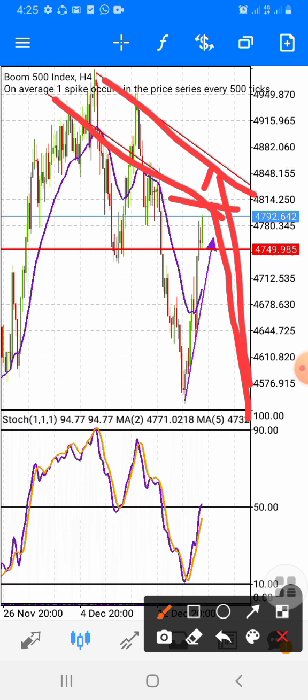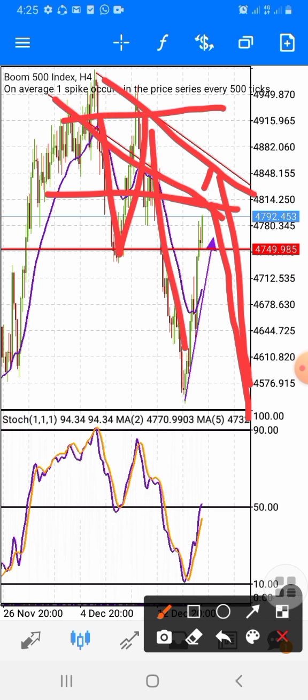But we know that this pair, which is Boom 500, is going to sell massively if any of these things hit. You know why? There is a break of market structure that already happened around here. It broke, came to retest this level here and went down. So now it is doing a retest back to where? Back to an order block.